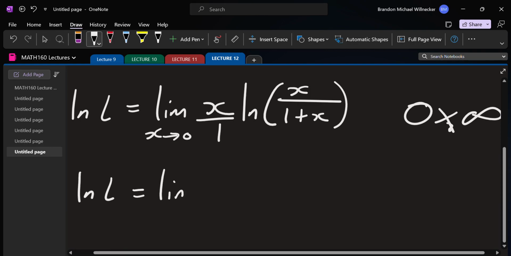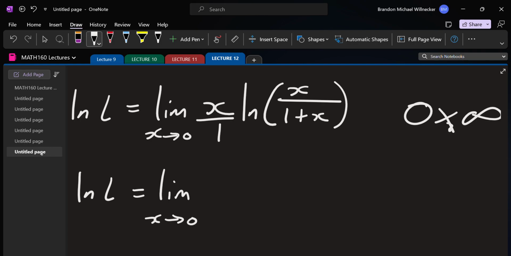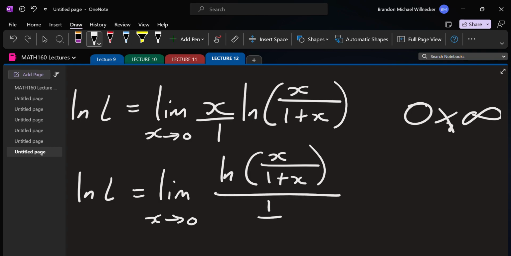But the x in front, we can write as x over 1. And then we can put it in the denominator. So the natural log of L is equal to the limit as x goes to 0 of the natural log x over 1 plus x over 1 over x. The x over 1 became 1 over x.